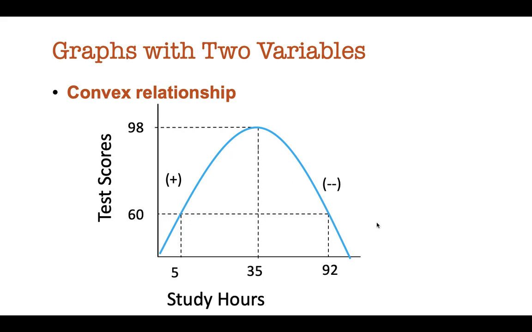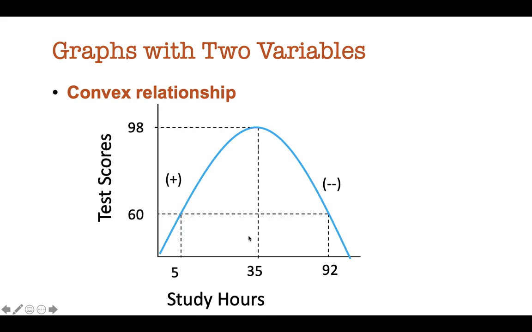All right, so another type of graph we might look at is a convex relationship. So this one actually is a combination of all three types of slope we just looked at. So here we see a positive relationship where the line kind of points up. Here we see zero where it kind of flattens out, and then it turns negative, right? So this might exist between your test scores and how many hours you spend studying.